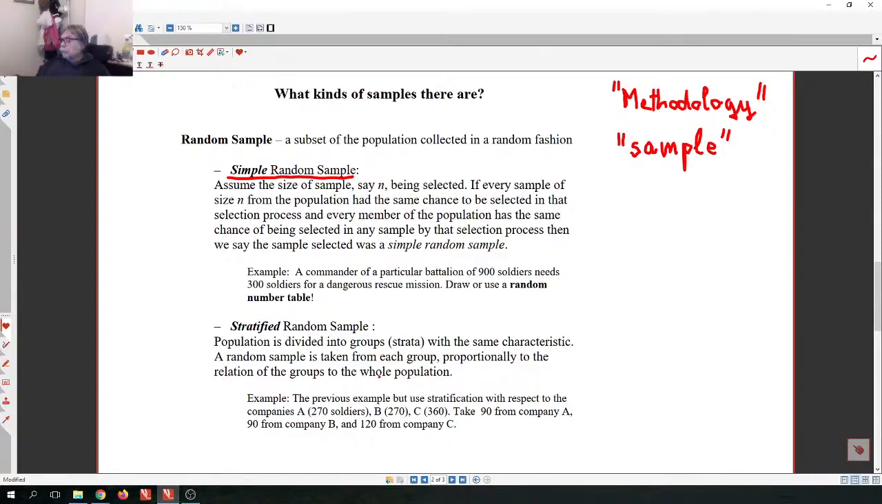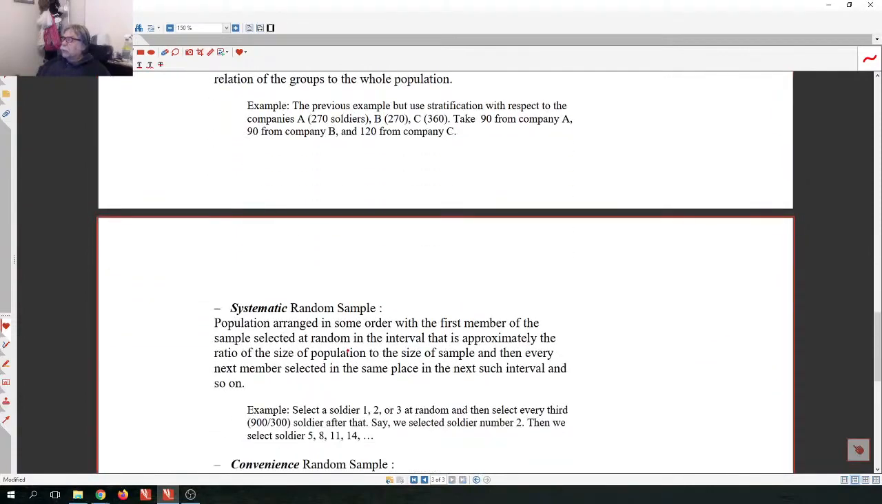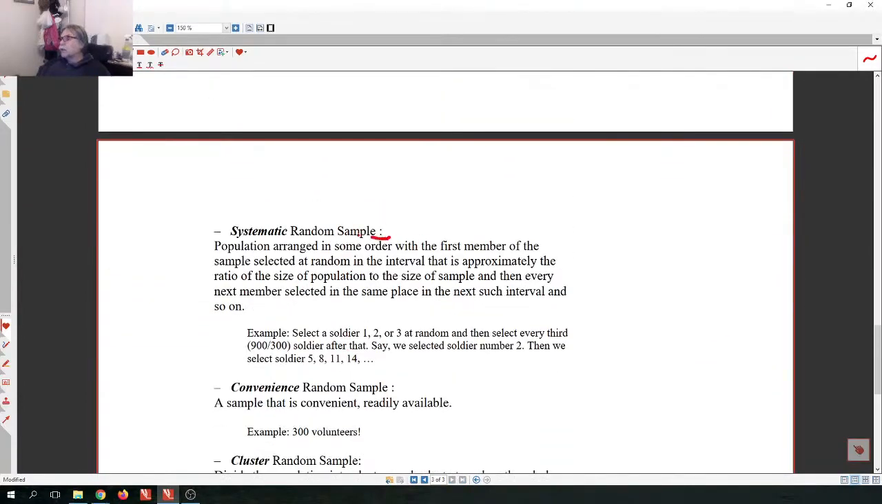Okay? Now, let me tell you about something we call a systematic random sample. It is a way we collect a random sample in a systematic fashion that looks almost perfect, but it's not quite. Now, this could be done in the following manner.